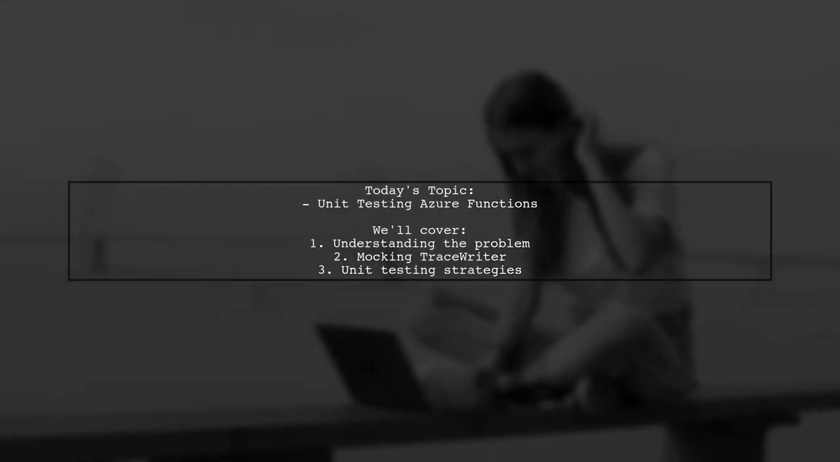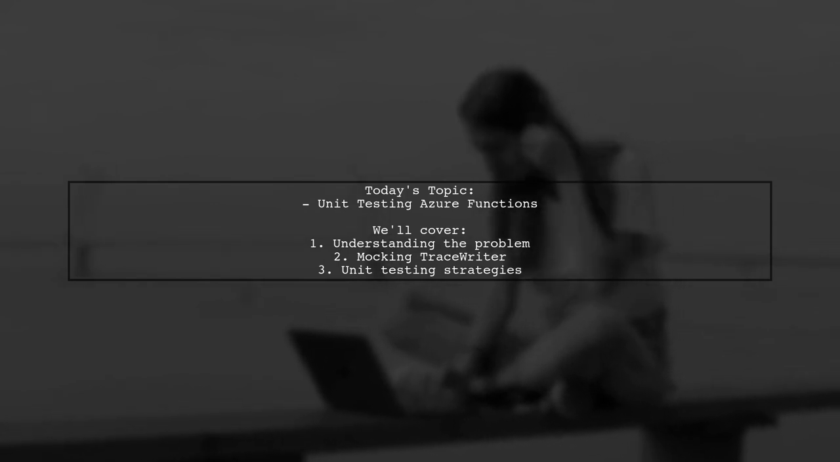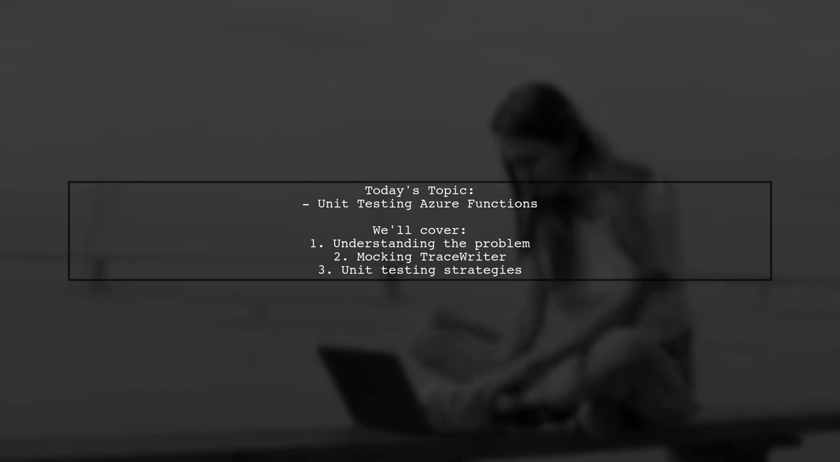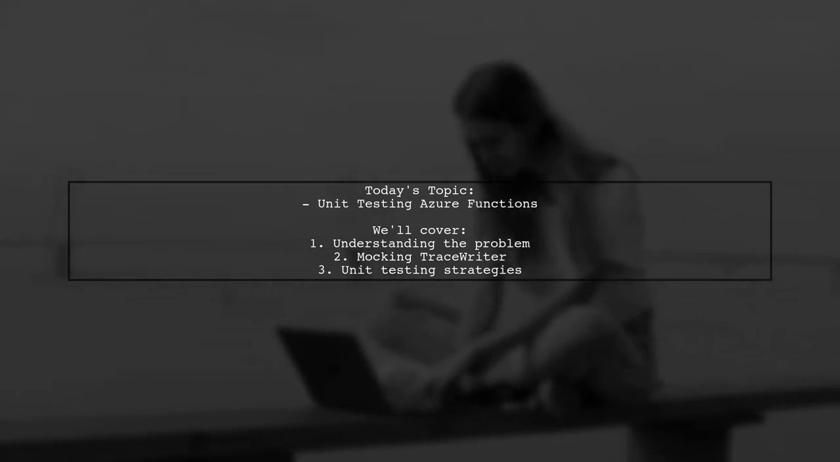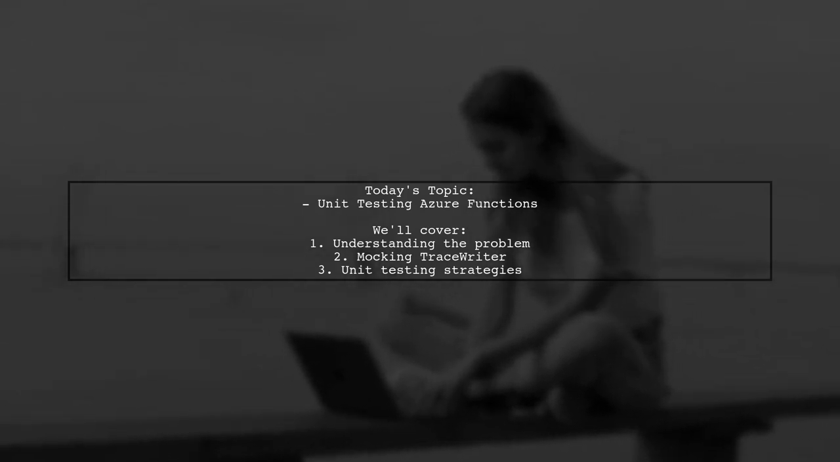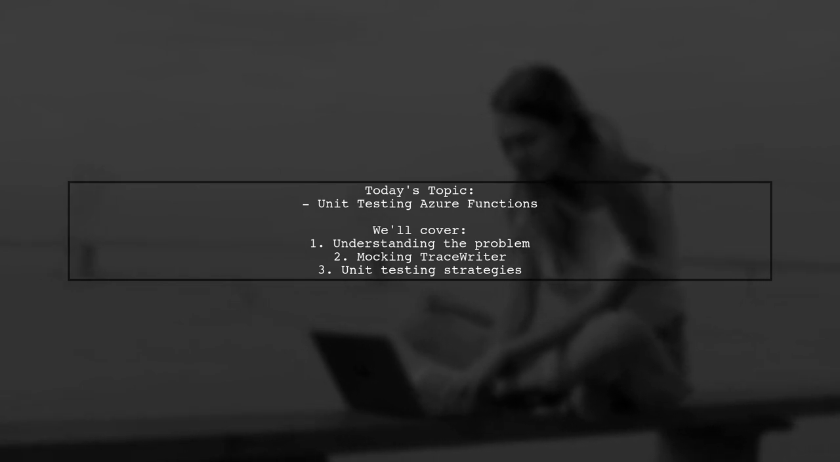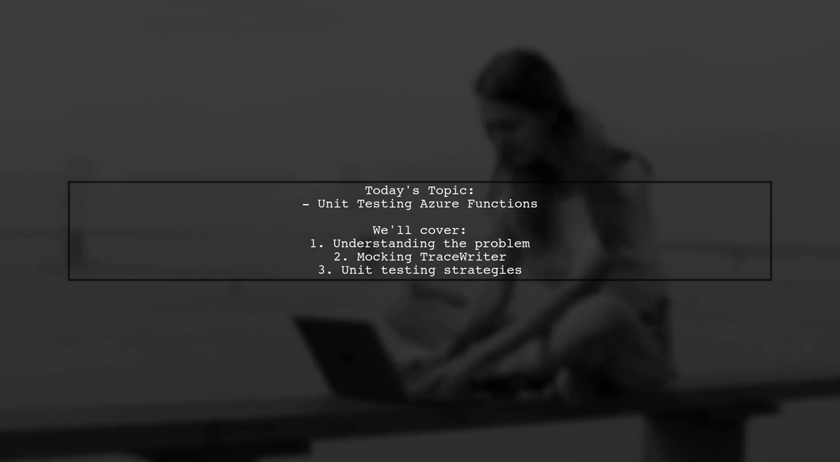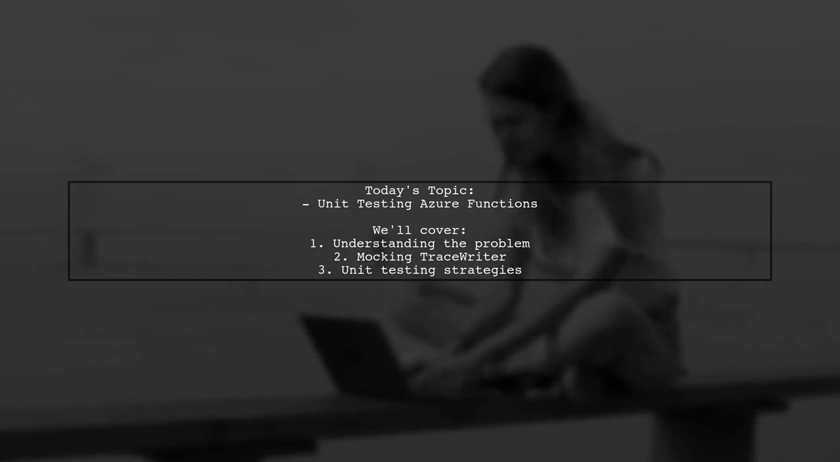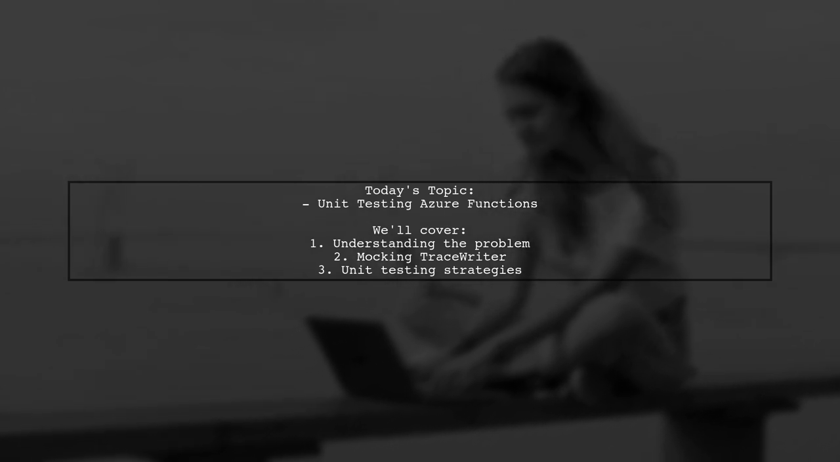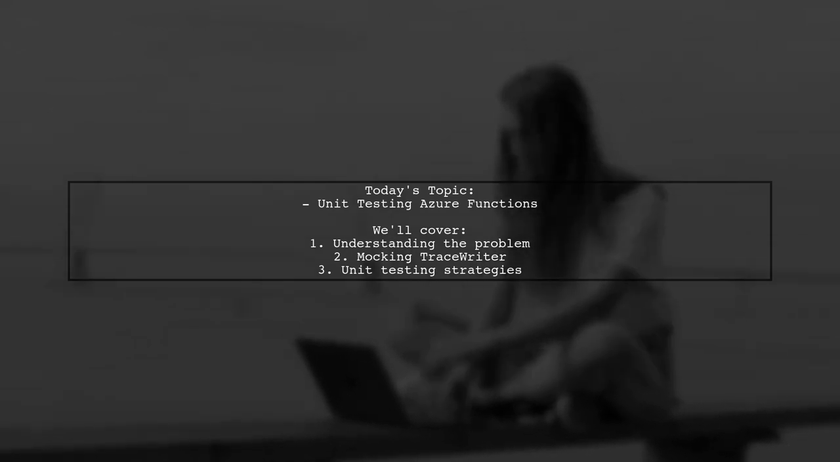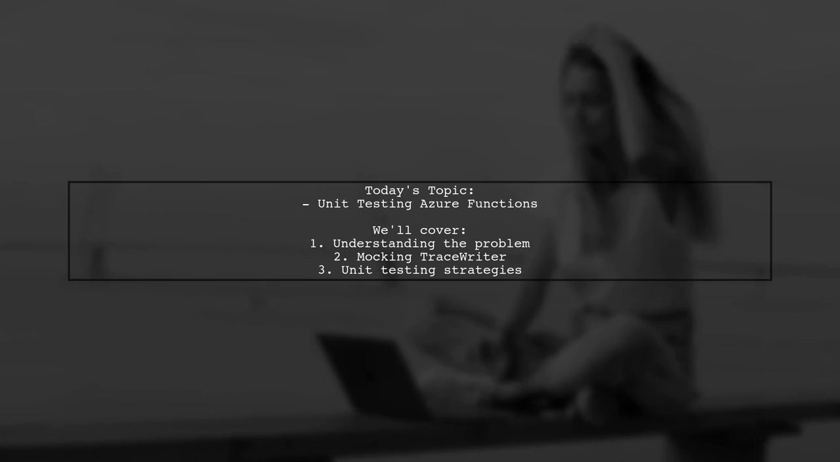Today, we're tackling a common challenge that many developers encounter when working with Azure Functions. Our viewer is trying to unit test a basic Azure function, but they've hit a roadblock. The function's run method requires a TraceWriter argument, which is an abstract class. They're struggling to find documentation on how to mock this dependency effectively.